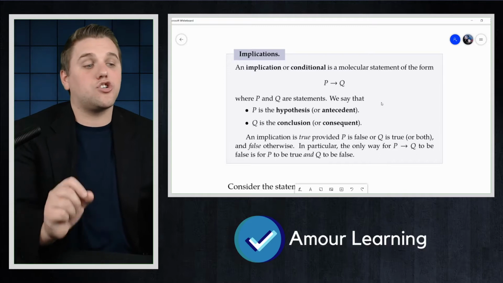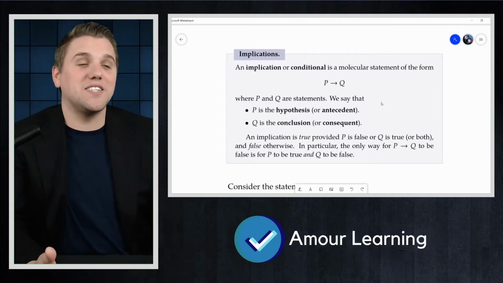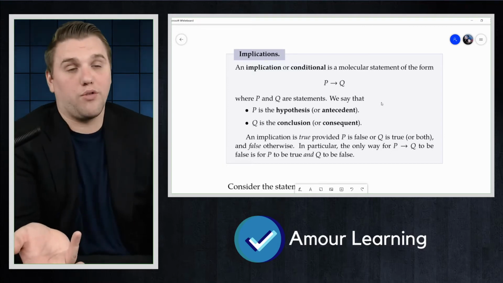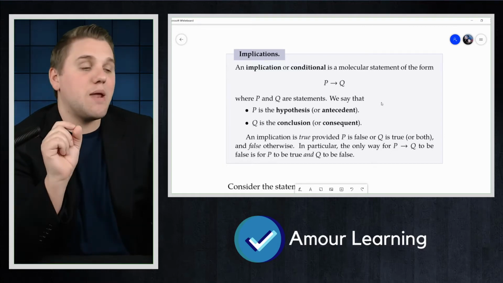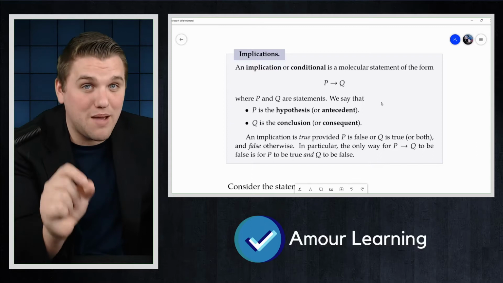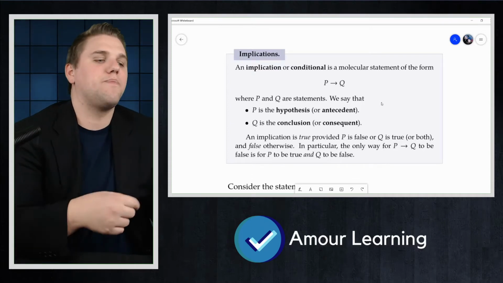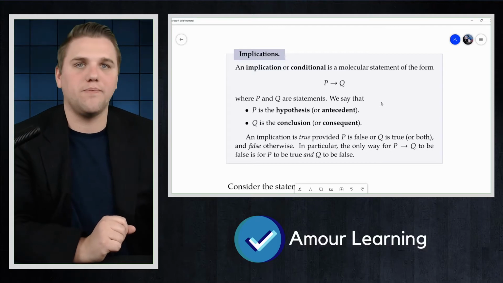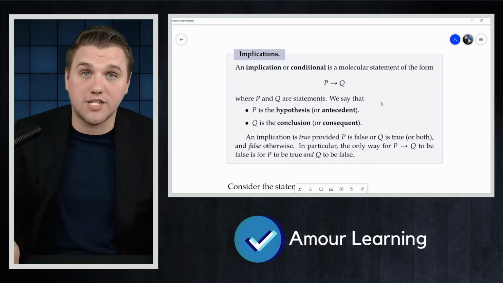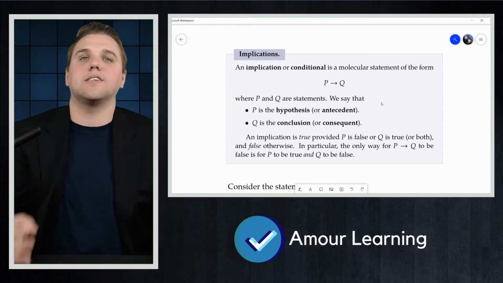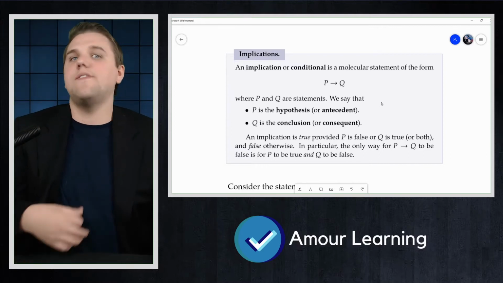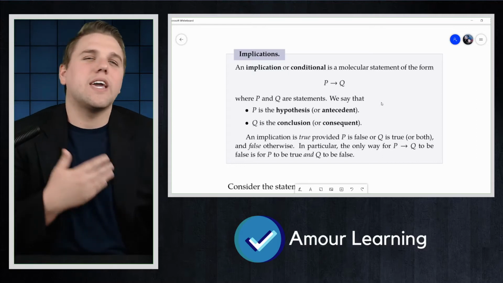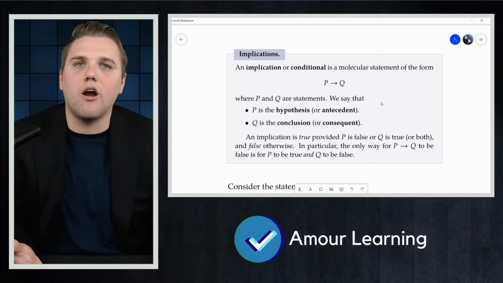An implication is true almost always, basically provided P is false or Q is true, or both, and false otherwise. In particular, the only way for P implies Q to be false is for P to be true and Q to be false. So easily the most common type of statement in mathematics is the implication. Even statements that do not at first look like they have this form conceal an implication at their heart.